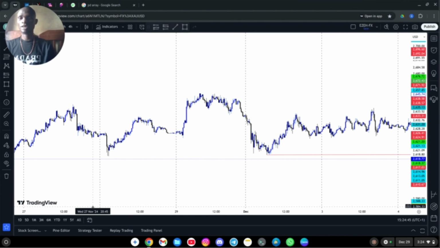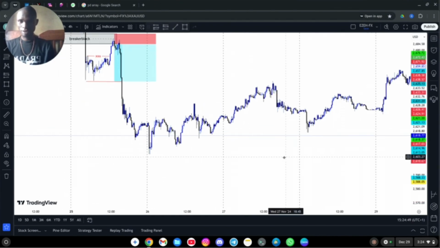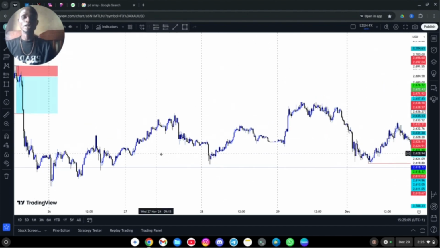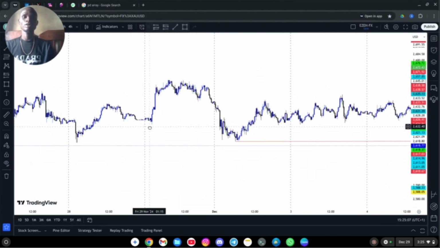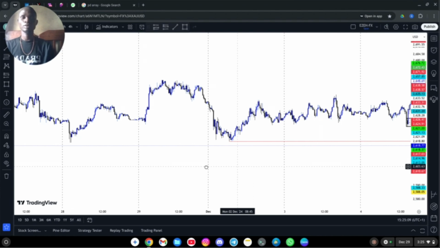Okay, I didn't mark any Breaker block here. Let me see, is there any Breaker block here? Is there any OB? No OB. Okay, this is an OB here. Did it fail? No. So there is no valid breaker here. Let's keep going.